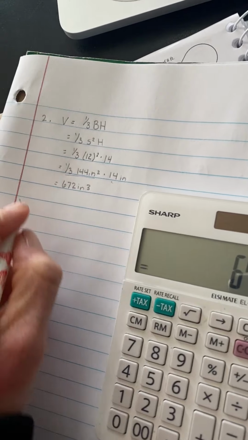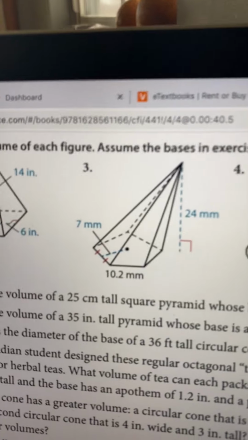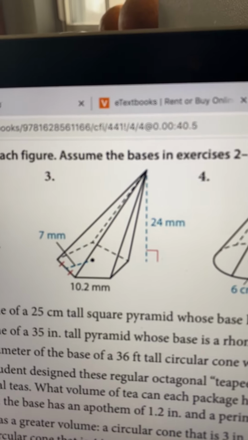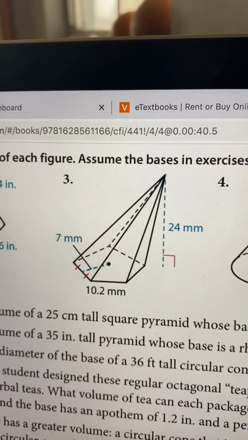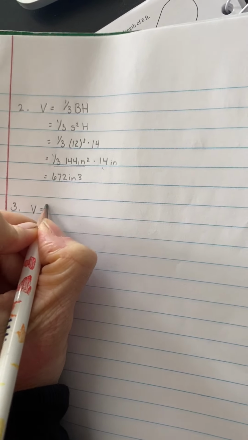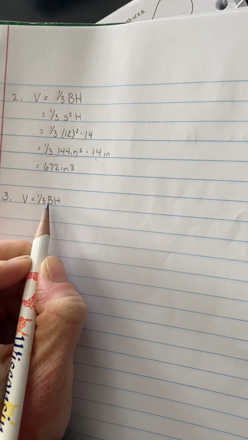Okay, let's do number 3 together. With number 3, we have an oblique pyramid. So this one's tilted a little bit, but you still use this perpendicular height. And we're gonna start out with the same formula for number 3. Volume equals 1/3 base times height, the area of our base times our height.